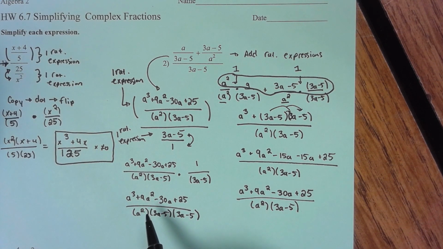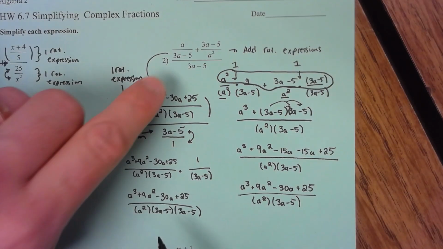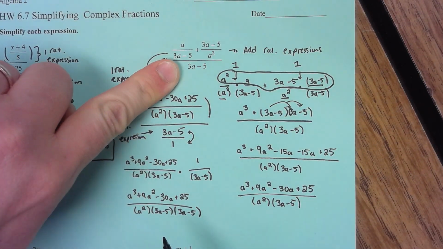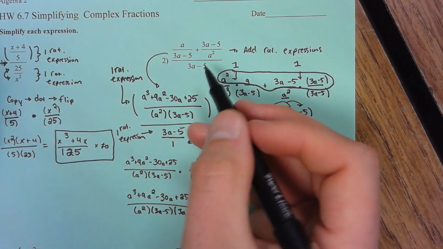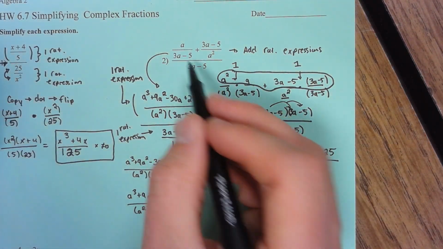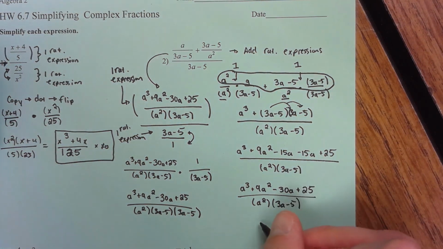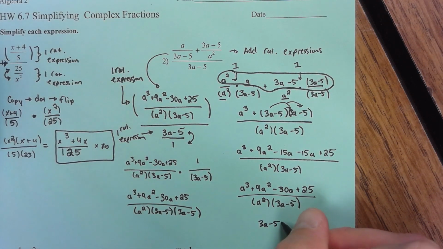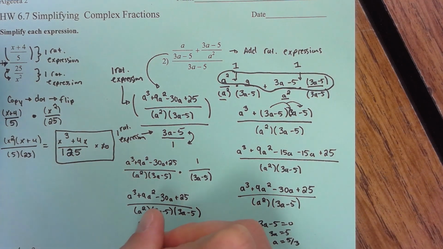Now we just need to think about domain restrictions. And with that, I just go back to my original. So the 3a minus 5, that shows up in two places where I could be dividing by that value. That gives me a restriction of 3a equaling 5, and thus a cannot equal 5/3. So a cannot equal 5/3.